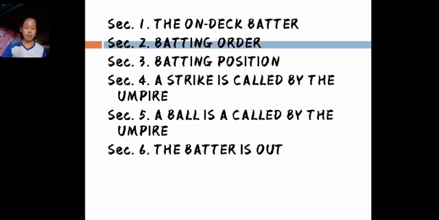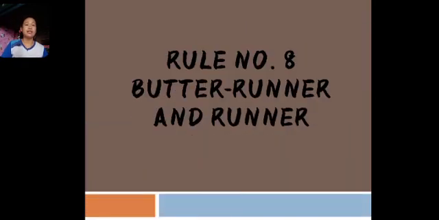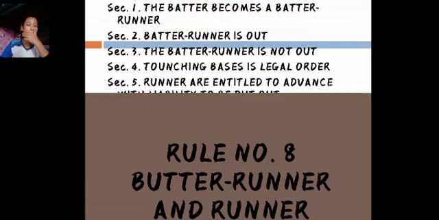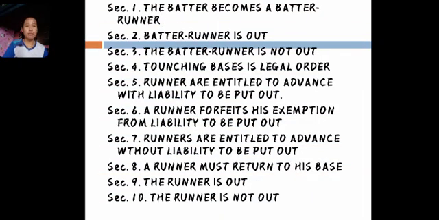Rule number 8. Batter, batter-runner, and runner. Section 1. The batter becomes a batter-runner when he legally hits a fair or a foul ball, or when the catcher fails to catch the third strike before the ball touches the ground and there are less than 2 outs and first base is unoccupied, or there are 2 outs.